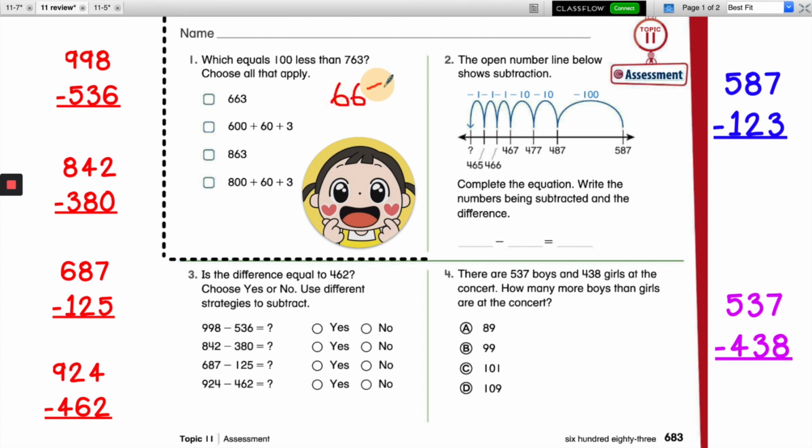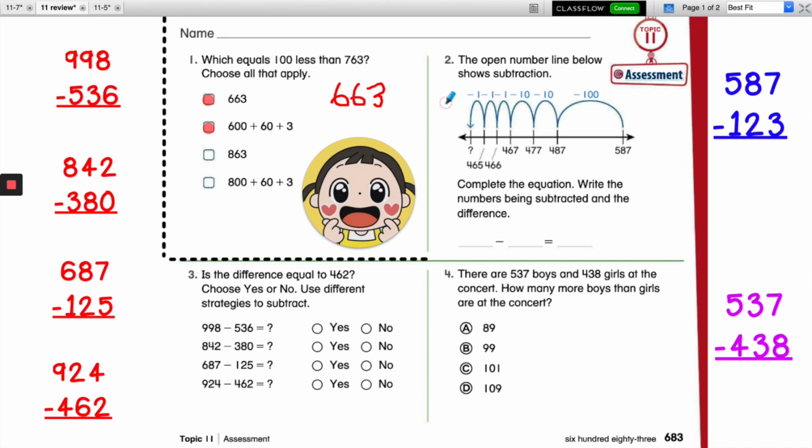So we're going to see what equals 663. Well, here's the number right here, 663. I know that 600 plus 60 equals 660, plus 3 more is 663. So that is also right. This is not equal to 663, and 863 is not equal to that.